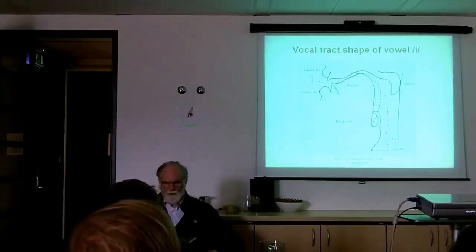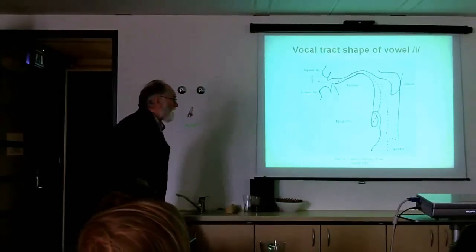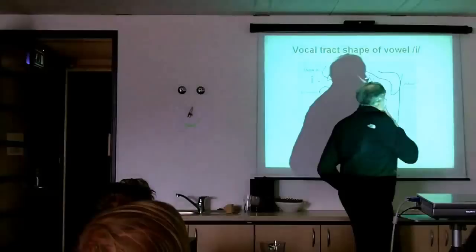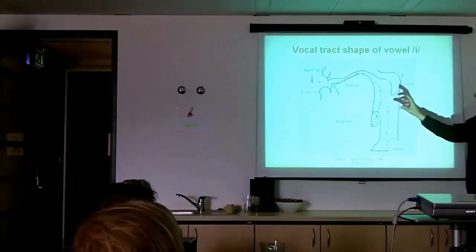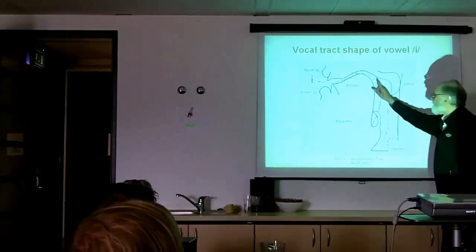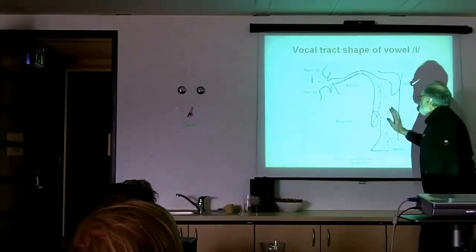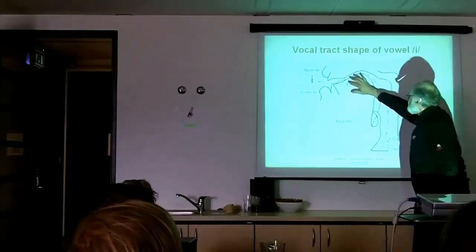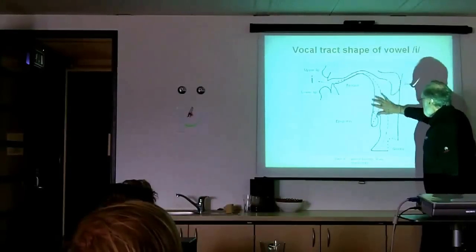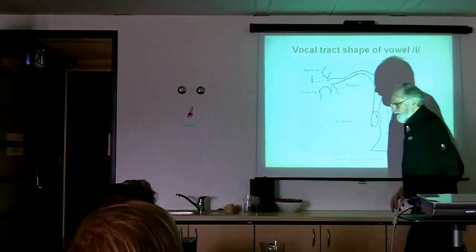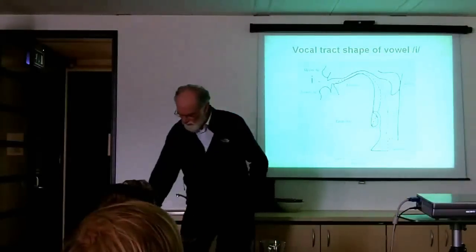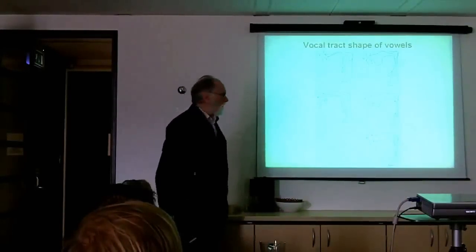and we are of course very skilled in creating vocal tract shapes of different kinds. So here, when we say the vowel E, we have the tongue up front in the mouth, and that means that the pharynx is a very wide cavity, and that we have a variety of these vocal tract shapes.